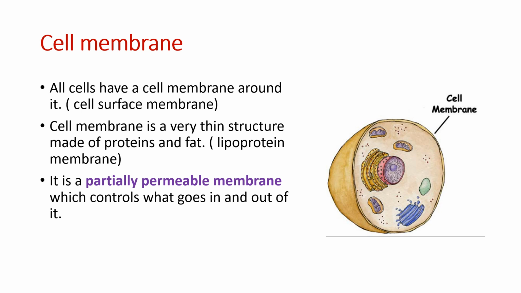Cell membrane. All cells have a cell membrane around the cell. It is a very thin structure made up of proteins and fats. Therefore, the cell membrane is referred to as a lipoprotein membrane. The function of the cell membrane is to control what goes in and out. This is because the cell membrane is a partially permeable membrane. It can actively control the substances moving in and out of the cell.